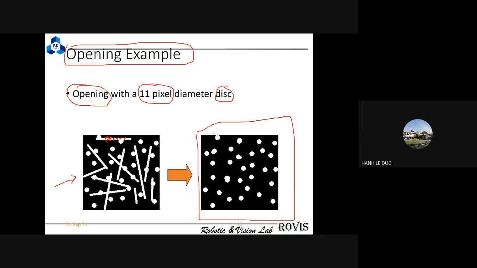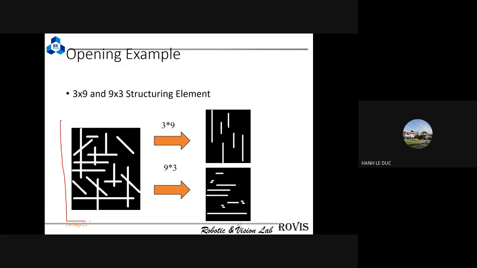Okay, and the question is, now I just want to display the rectangles. So how can I display them? You have to define the kernel. For example, I have this picture with a lot of rectangles, horizontal, vertical, and at an angle. I want to display just the vertical rectangles.